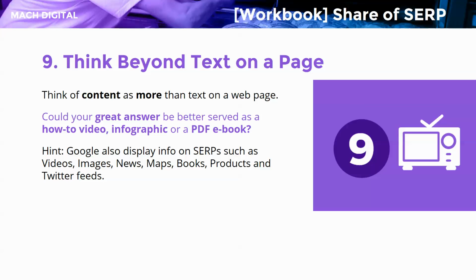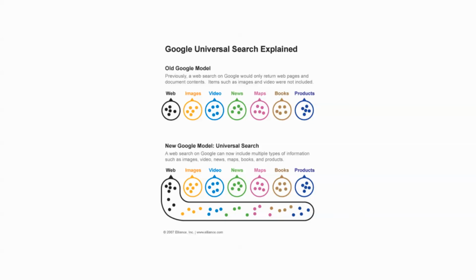Could you take it a step further, and could you even expand it to things like a how-to video, an infographic, a PDF, things like that? Just expanding that and really focusing, if you've got good content to start, thinking how you can take it to the next step and make it more than that. And this is a very quick version of explanation of universal search.